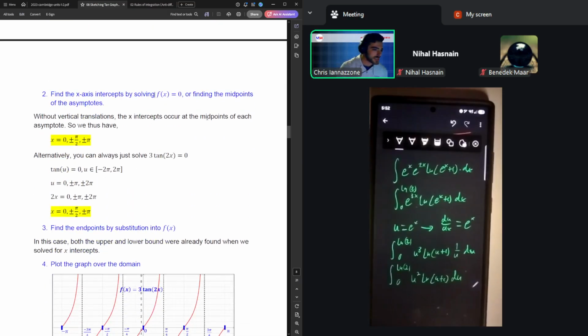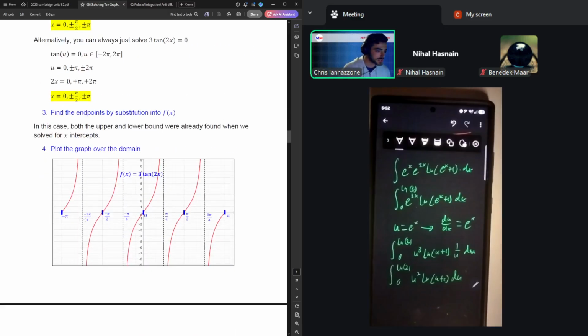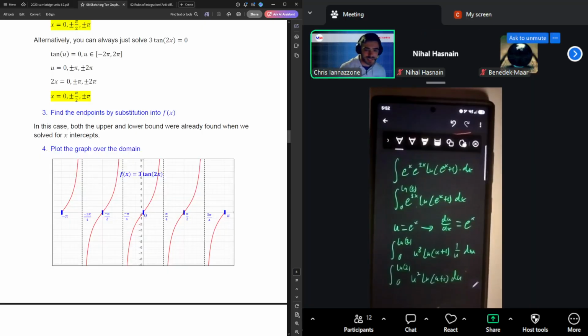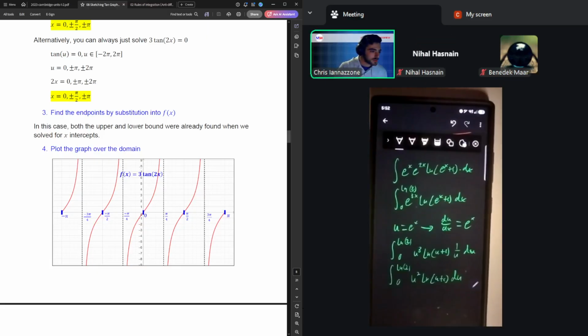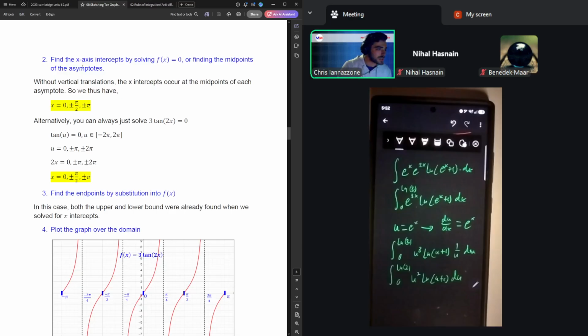From there, we find our x-intercepts. So for simple tan graphs, the x-intercepts will be the midpoints because there's no vertical translation. If you see where the inflection point is, it always occurs dead center, and because there's no vertical translation, it's not only dead center, but it's also resting on the x-axis itself. So you have a couple of different options as to how you find those.